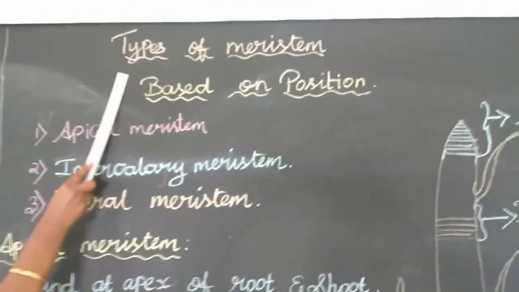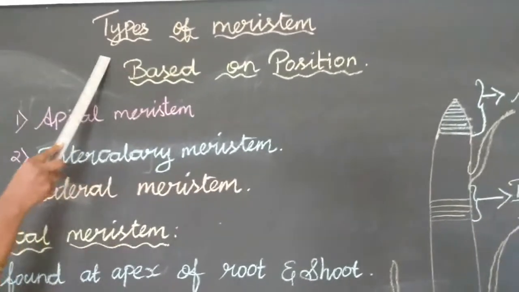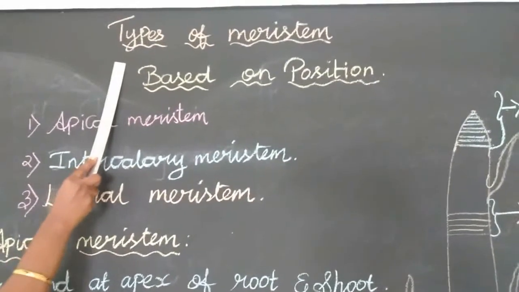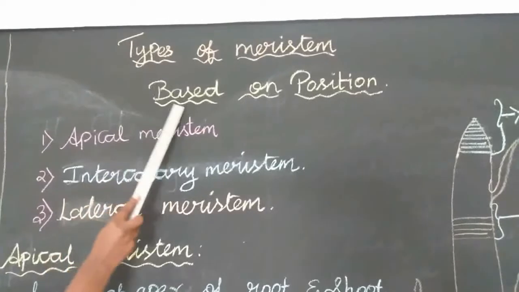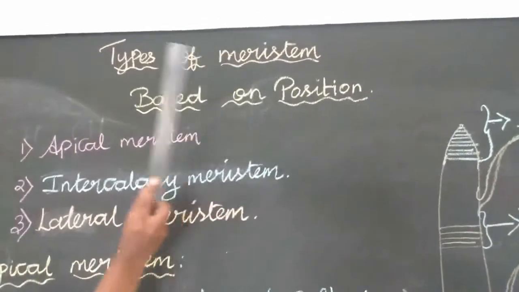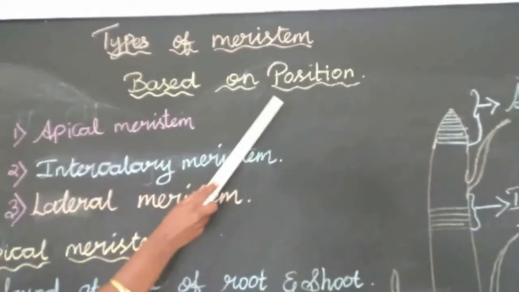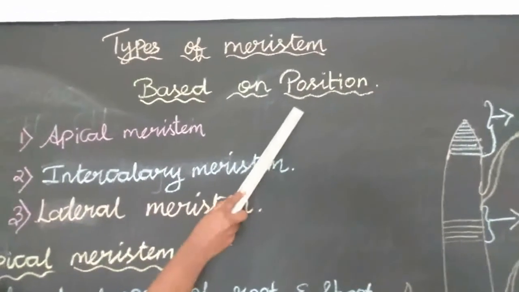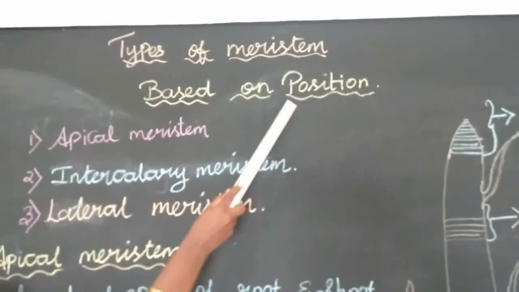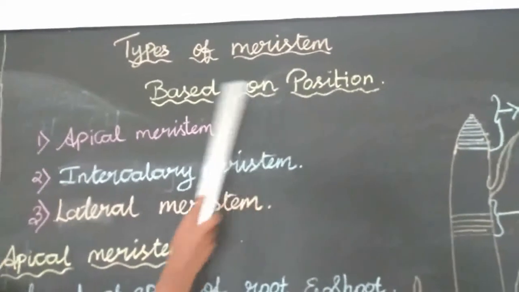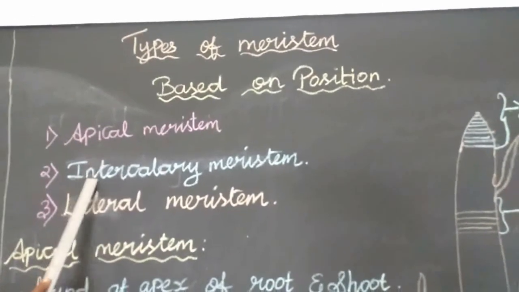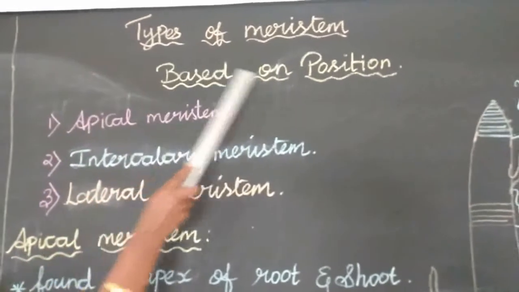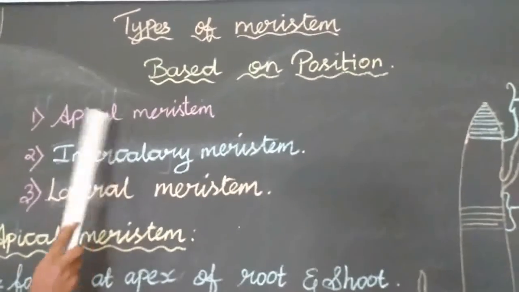The next one is classification of meristem. It is the types of meristem. How do we classify it? Based on position. What is meant by position? Where they are located. Where the meristem is located, on that basis we classify it into 3 types. So the types of meristem based on position are 3 types.